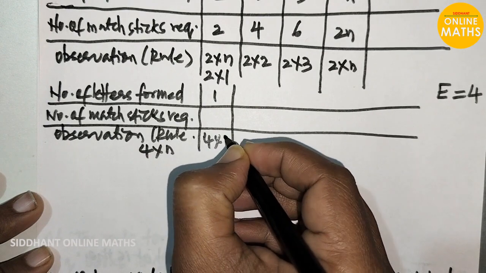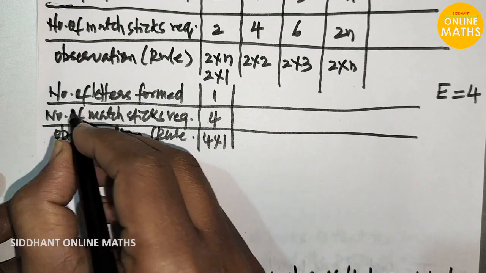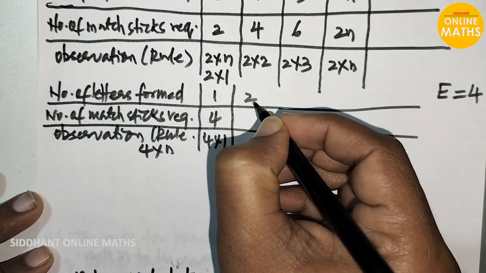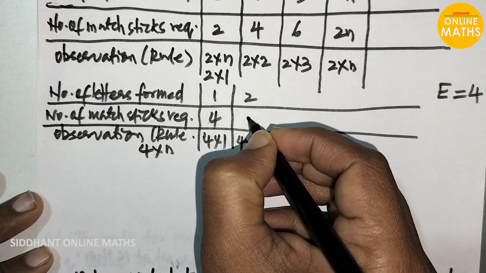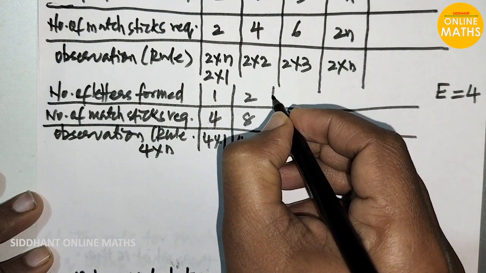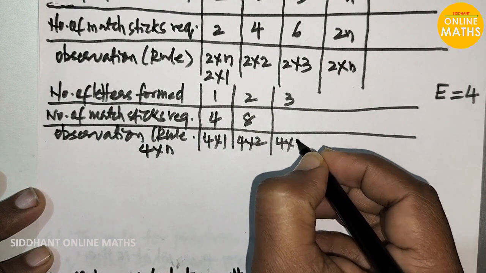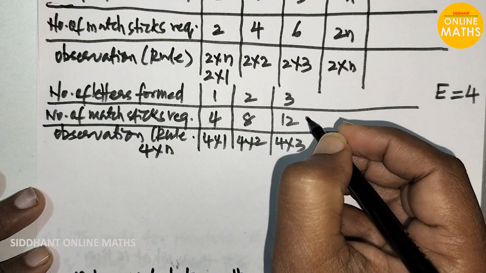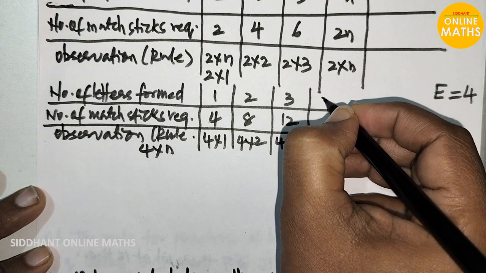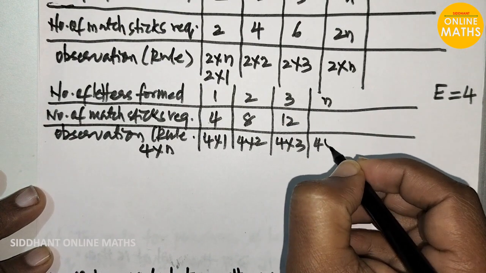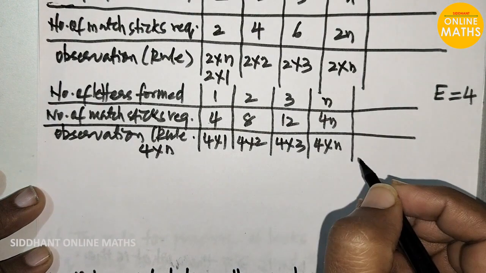So 4 into 1. How many matchsticks are required? Here 4 are required. Suppose the number of letters formed is 2. Then we write 4 into 2 here. That means 8 matchsticks are required. In the same way, for 3, 4 into 3. That means 12 matchsticks are required. In the same way, when you write n number of letters, it is 4 into n. That means 4n matchsticks are required.